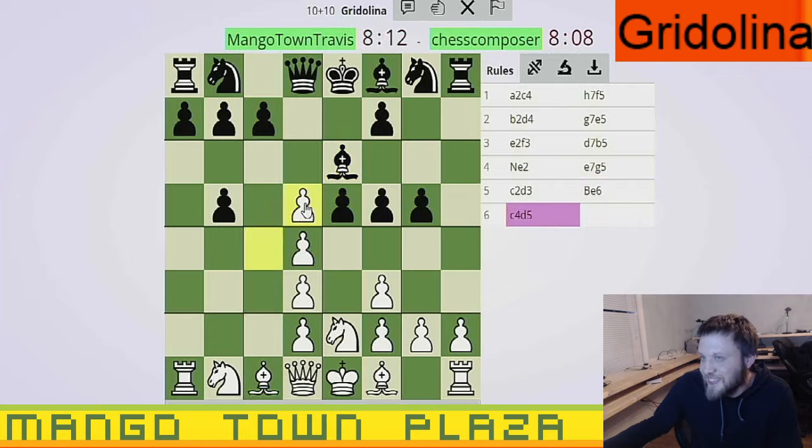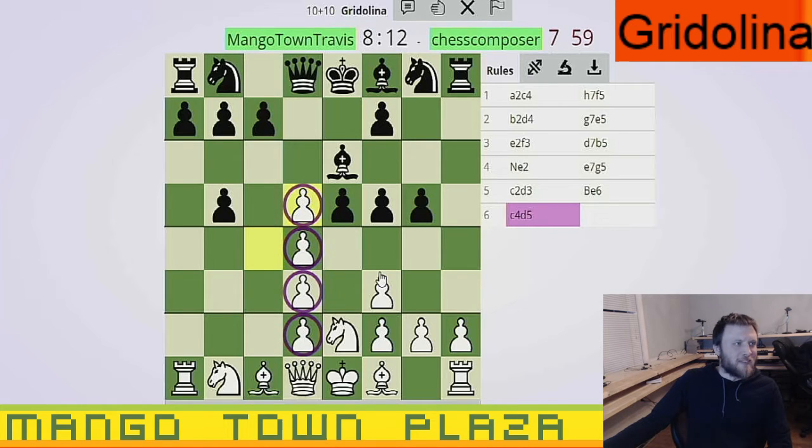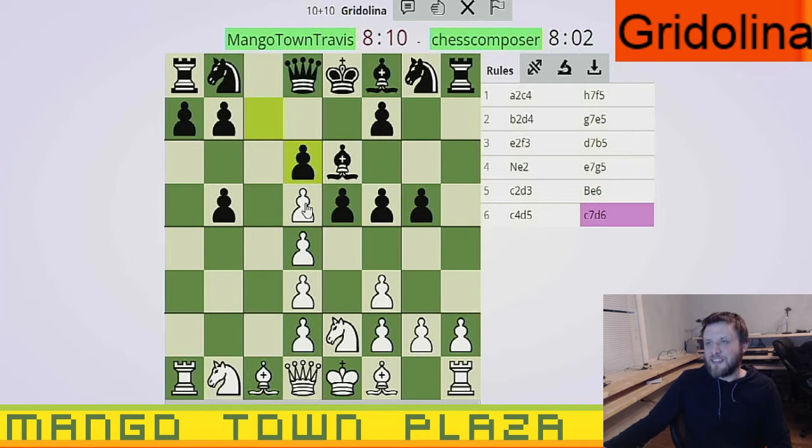I guess I would do that. Alright. I was going to guard it with the other pawn, but then realized it wouldn't. Locked in my bishop.